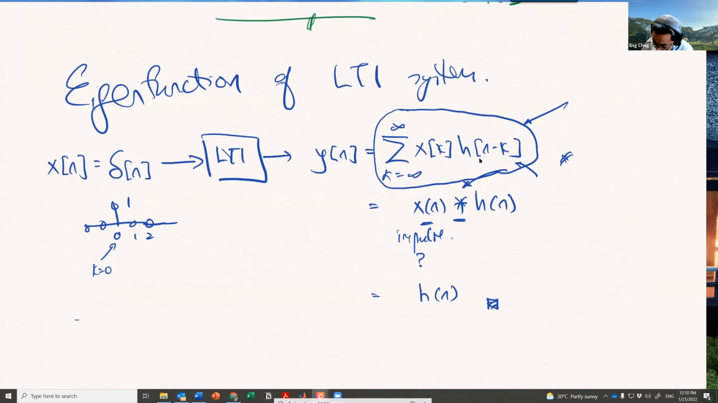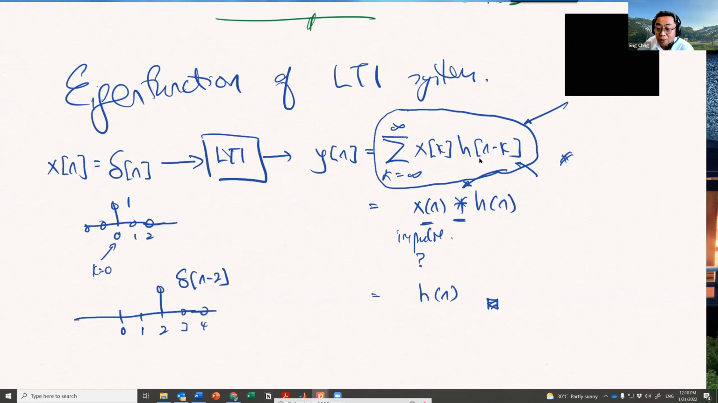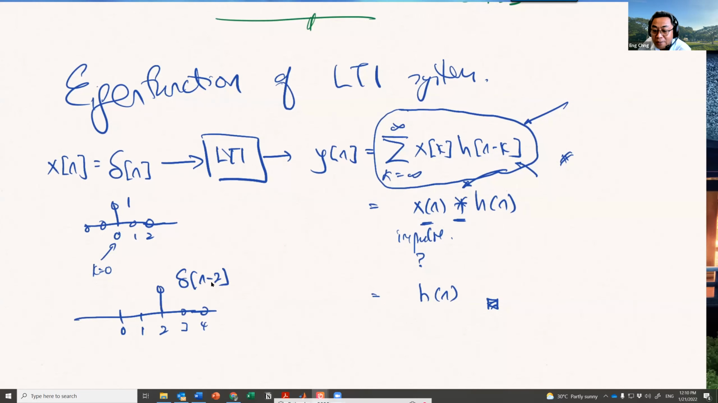with a delayed impulse? So now, delta of n minus 2, right? Then the interesting thing comes only at delta n minus 2. So basically when x of 2 means here, x of 2 means h of n minus 2. What is h of n minus 2? A delayed version of h of n by 2 samples. So you must understand this intuitively, and therefore the math becomes trivial.